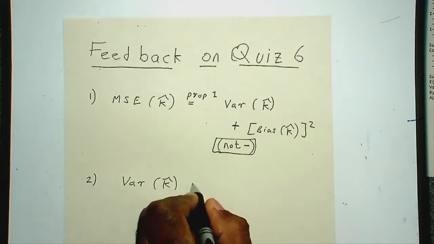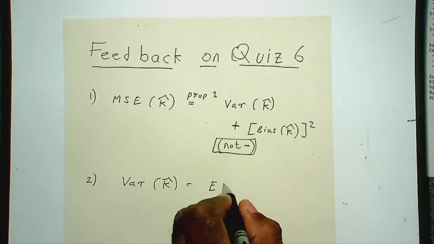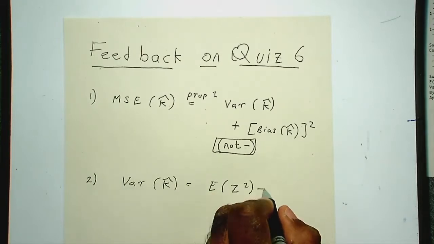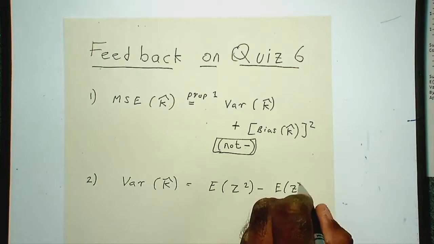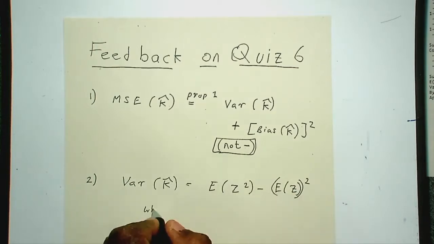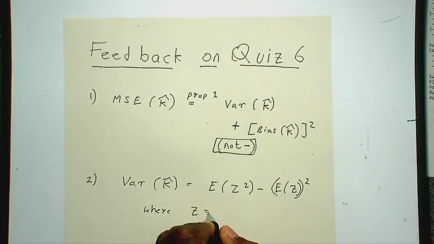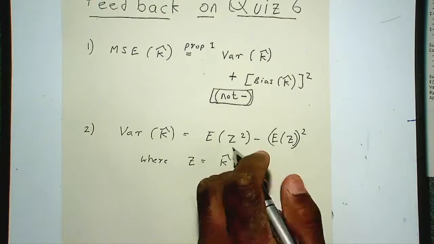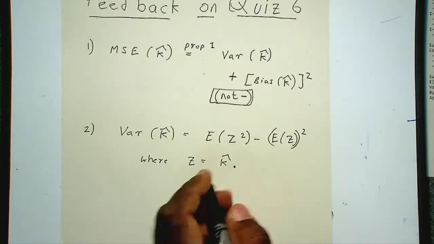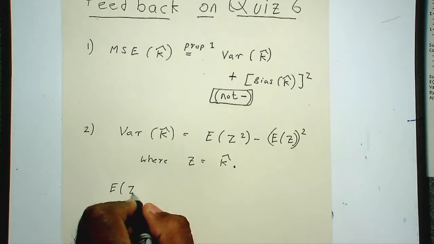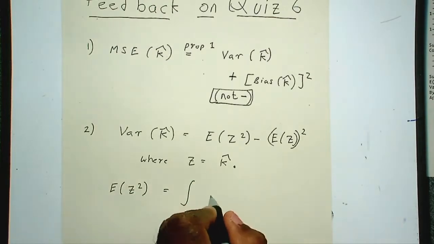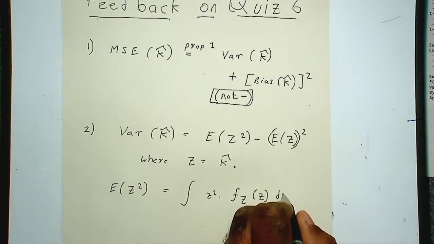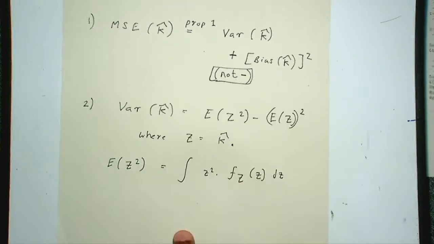to find the variance of k hat, you can use this property where z equals k prime. Okay, now to find each of these guys, for example, to find the expectation of k z squared, you just need to integrate z squared times the density of z dz. Now again, I mentioned this last week.